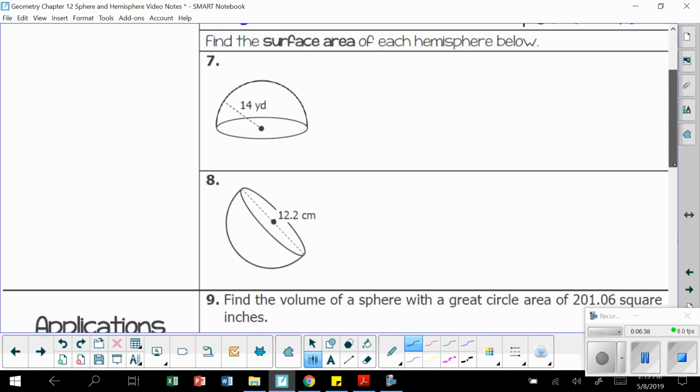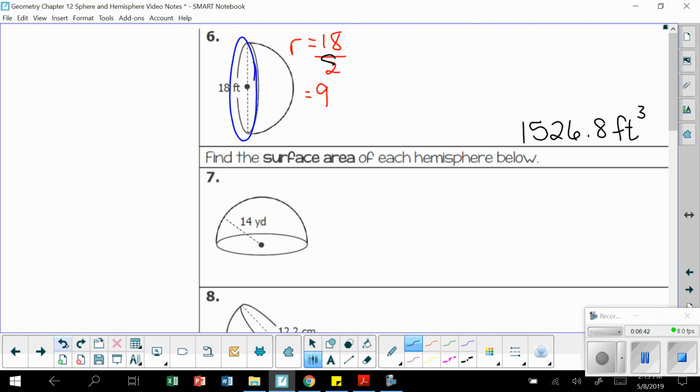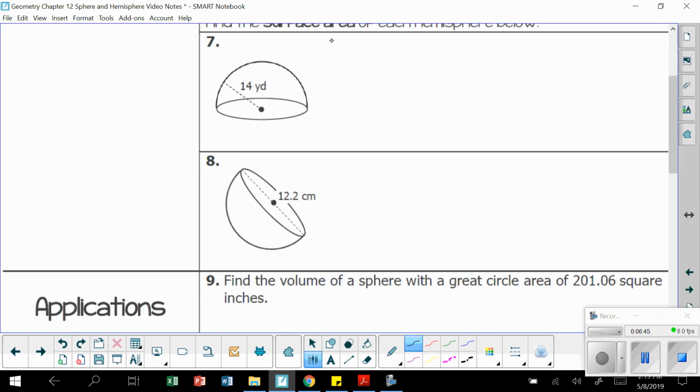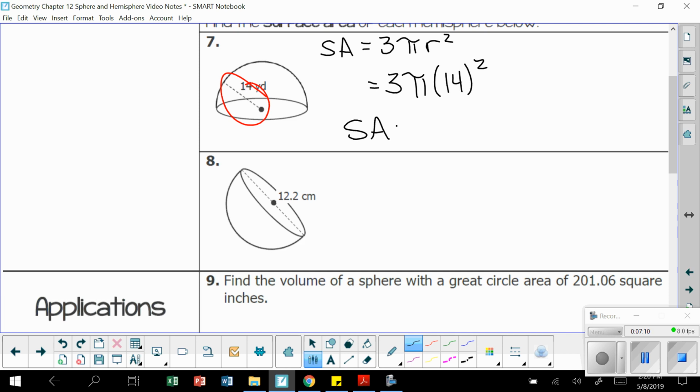Now to do the surface area. The surface area is going to be your 3 pi r squared. So we have our radius. So 3 pi times 14 squared. So our surface area is going to be 1,847.3 yards squared.